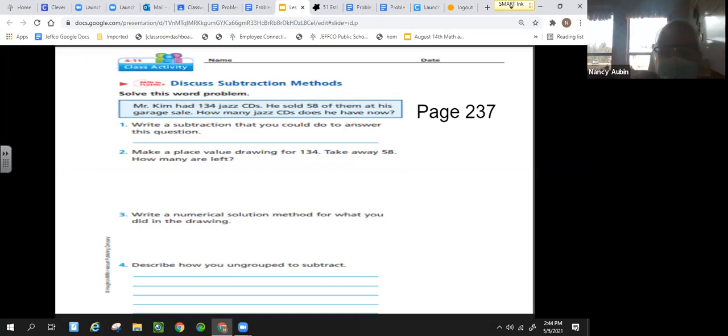And there's a key word here that's going to let us know which operation to use. Does anyone know what the key word is in this word problem? Ooh, Lila Maris, what is it? Sold is the word we're thinking of. When you sell something, you get rid of it, right? He sold it. So go ahead and solve, write the problem you think it's going to be in your math workbook. What subtraction could you use to answer this question?